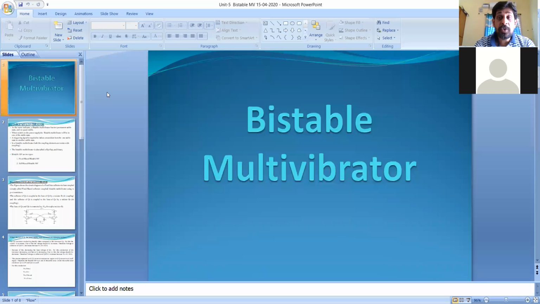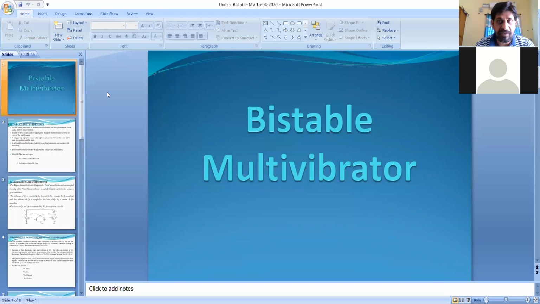But for the transistor which is on, the corresponding base should be negative. For the transistor which is off, the corresponding base should be positive. According to that, you apply the trigger pulse. Once you apply the trigger pulse, the state of the transistors changes. Now Q2 is off, Q1 is on.